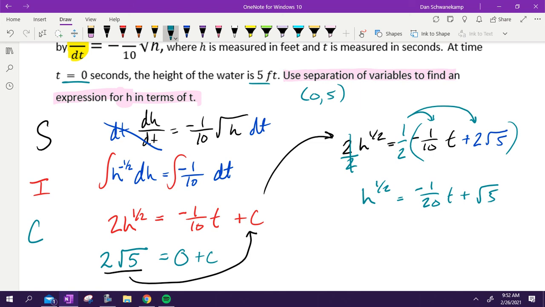You don't have to distribute the 1/2. If you just want to leave it in front, leave it in front. There's nothing wrong with that. We don't need to simplify in calculus. I just want to clean that up a little bit. I don't think that's hard.